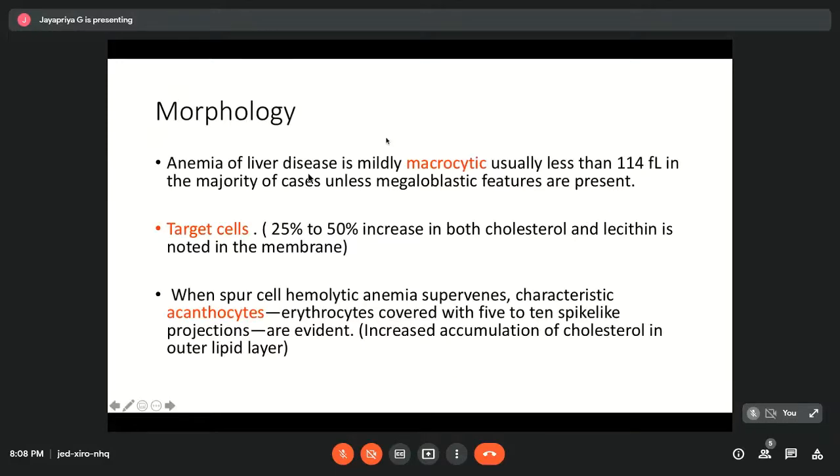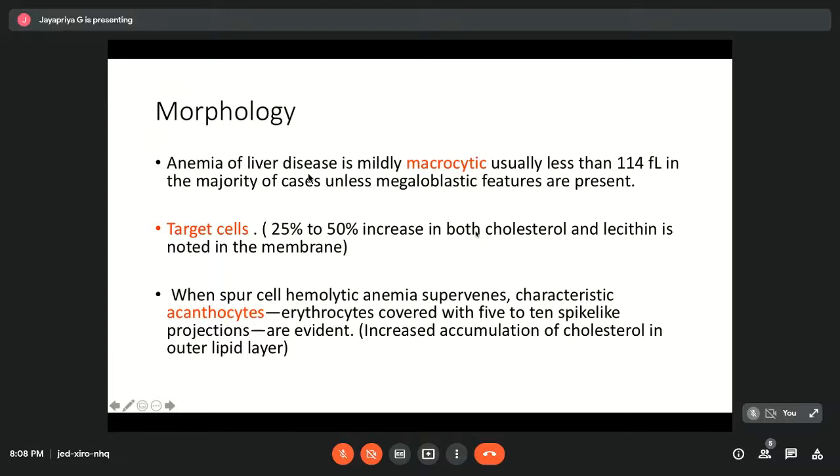So what are the morphologic abnormalities? Usually in liver disease, the RBCs are macrocytic in appearance, and the MCV is usually less than 114 femtoliter. Whenever the MCV is raised more than that, megaloblastic anemia should also be considered. Usually it will be mildly macrocytic. And two other findings are target cells and acanthocytes.